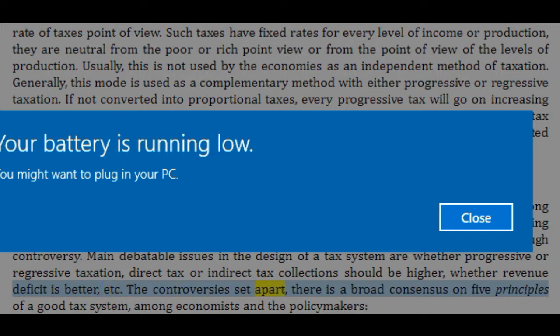The controversies set apart, there is a broad consensus on 5 principles of a good tax system among economists and the policymakers.